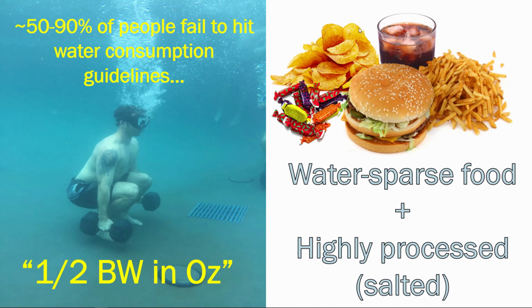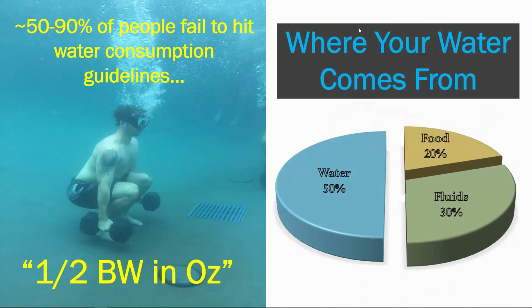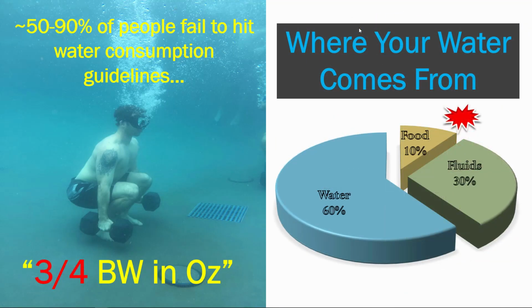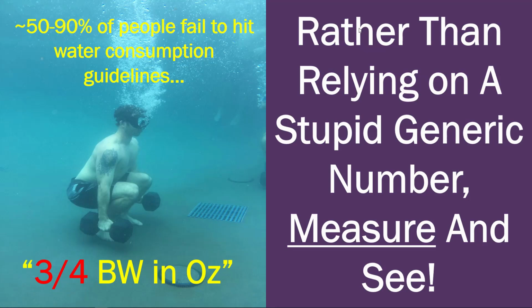Point being, if you have a diet like this, again, water-sparse foods and highly processed, meaning highly salted, that 20% may go down to, say, 10%. And so what you actually have to do then is go significantly up in the amount of water you go out of your way to get. So in this case, you may have to go up to 3/4 of your body weight in ounces per day to hit those official numbers, okay? Or the other solution, so you don't have to sit around drinking so much water, is just to eat more real whole fresh food.